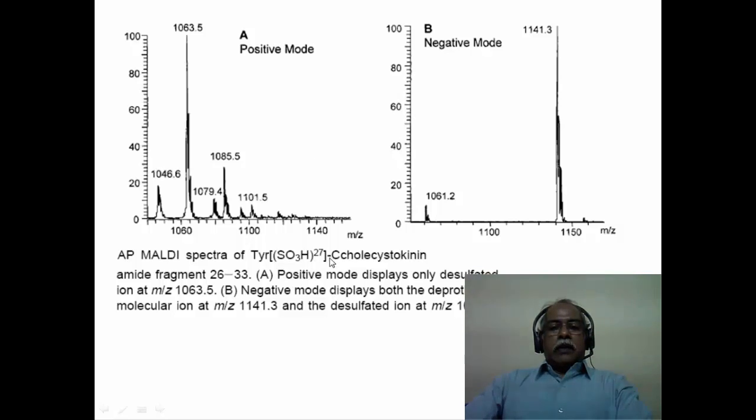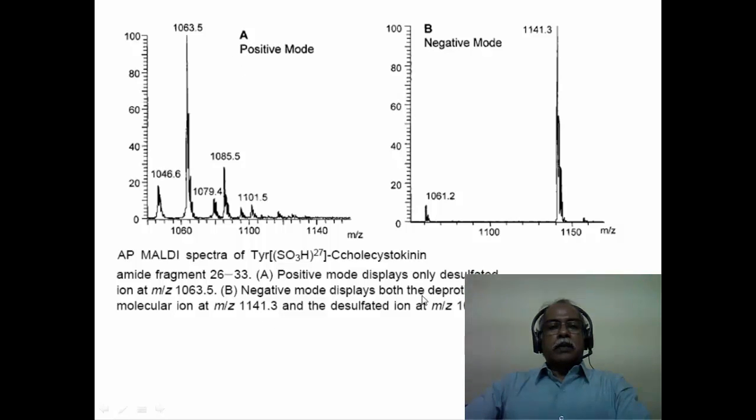Now, if you take the tyrosine cholecystokinin, this is a particular biomolecular system, and it has a molecular weight of 1141 or 1061. If it is a desulfated molecule, it is 1061. If it is a deprotonated system, it is 1141.